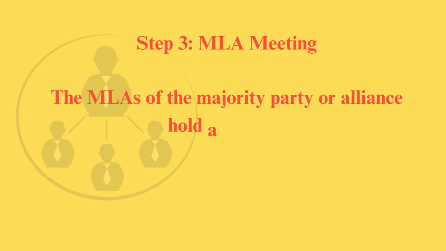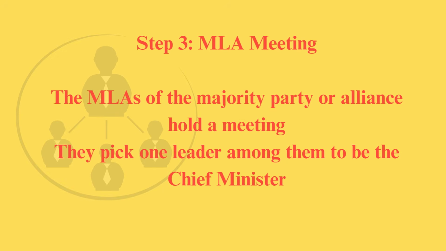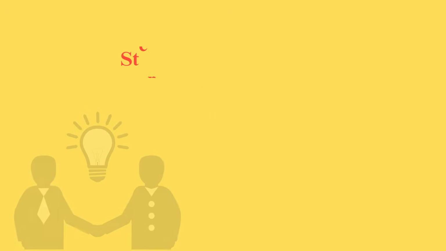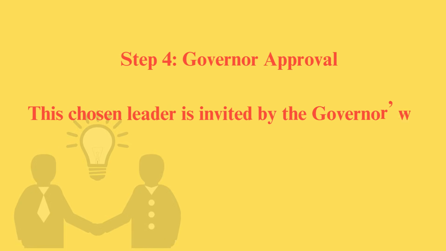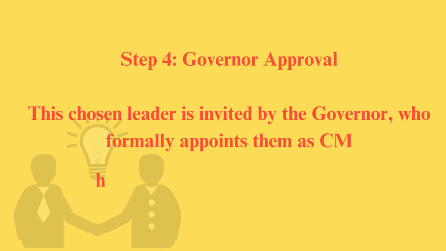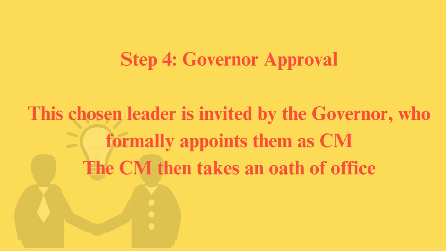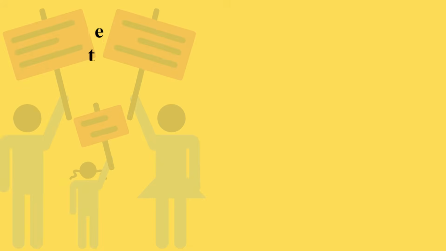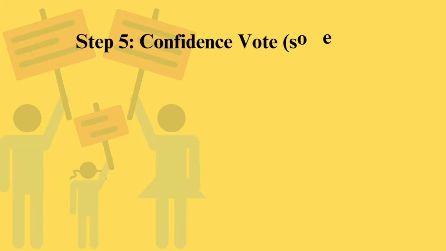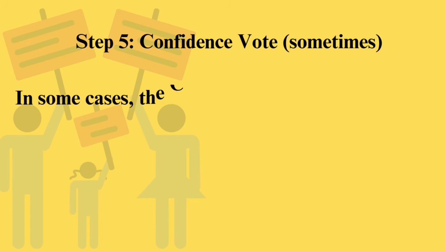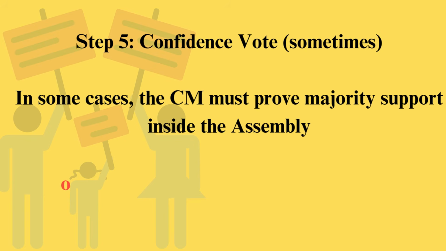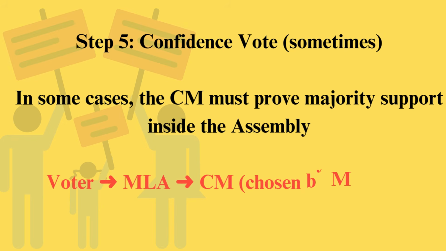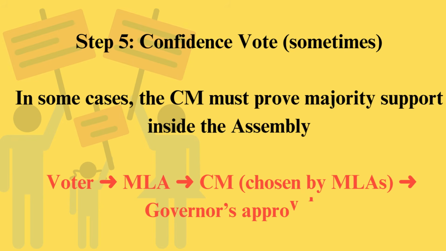Step 3. MLA meeting. The MLAs of the majority party or alliance hold a meeting. They pick one leader among them to be the chief minister. Step 4. Governor approval. This chosen leader is invited by the governor, who formally appoints them as CM. The CM then takes an oath of office. Step 5. Confidence vote. Sometimes, in some cases, the CM must prove majority support inside the assembly. So the journey is: voter, MLA, CM, chosen by MLAs, with the governor's approval.